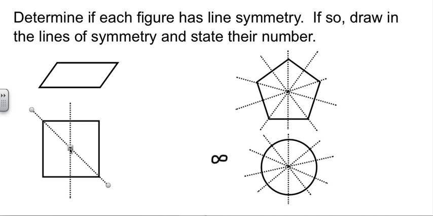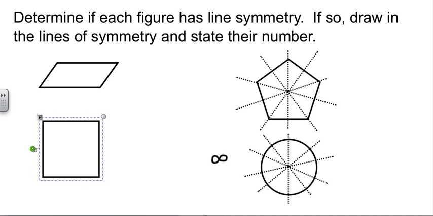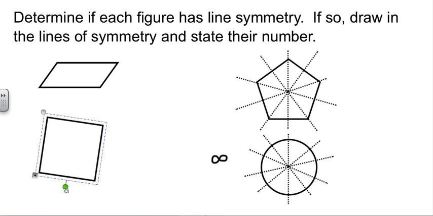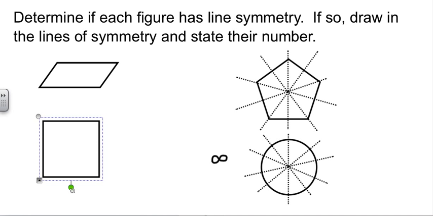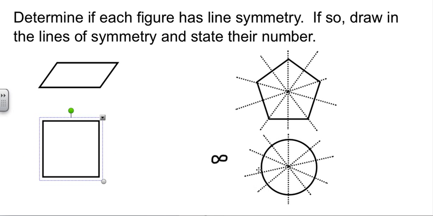Get rid of some of these lines. Okay. If I take this square and I rotate it 90 degrees, I have exactly the same thing I started with. Or if I rotate it 180 degrees. Okay, this thing has rotational symmetry, because no matter how I turn it, I can get back to where I started. Same thing with the circle. The circle has a lot of rotational symmetry. Okay.